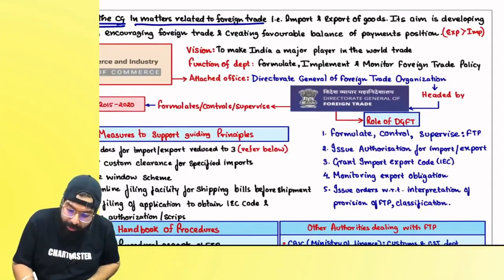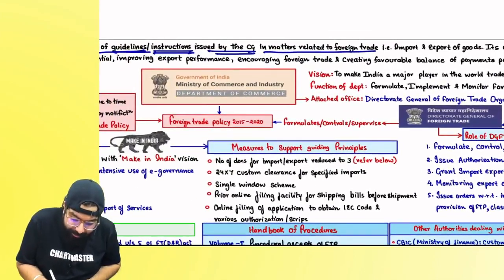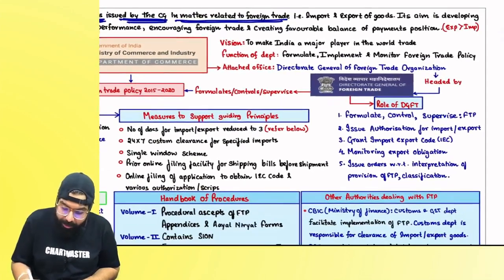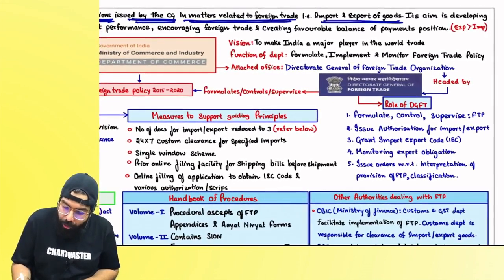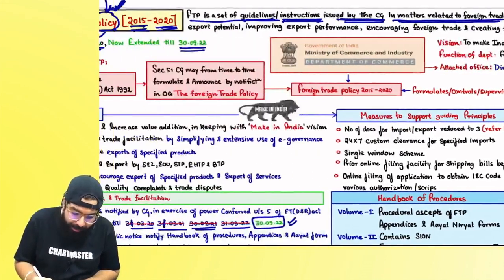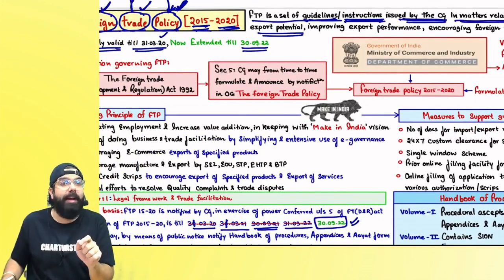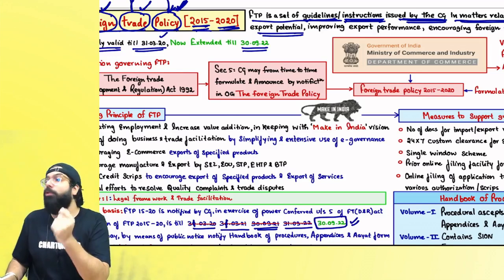So they are telling that it's a set of guidelines and instructions issued by the central government in matters relating to foreign trade, import and export of goods. It aims at developing export potential. Where is the requirement for Indian goods? So they have gone ahead and formed councils.